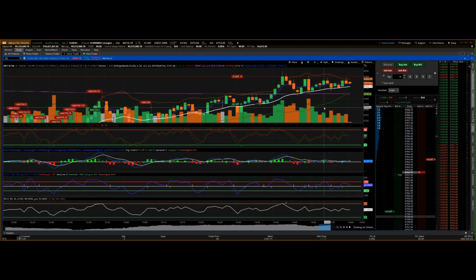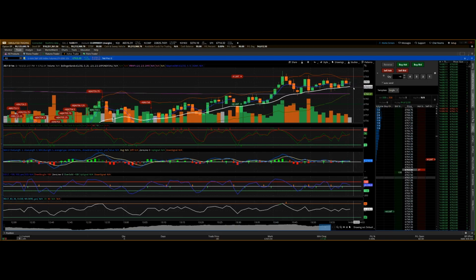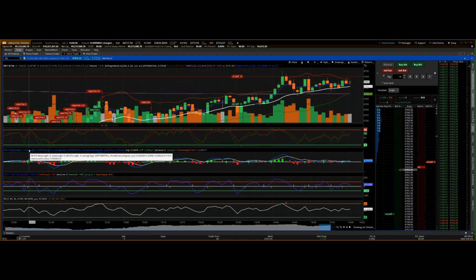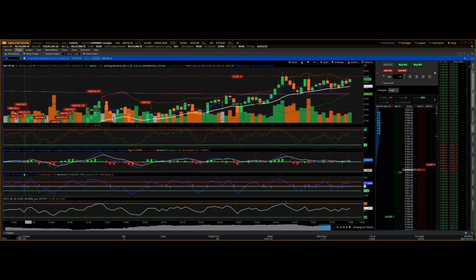Multiple indicators, Bollinger Bands here, VWAP, and 9 EMA. We got one, two, three, four indicators here. These indicators are modified so that they could be used for scalping. So I have changed them.